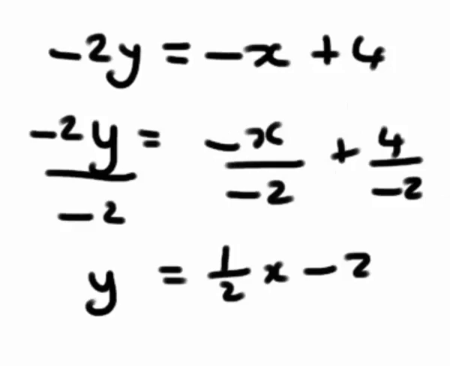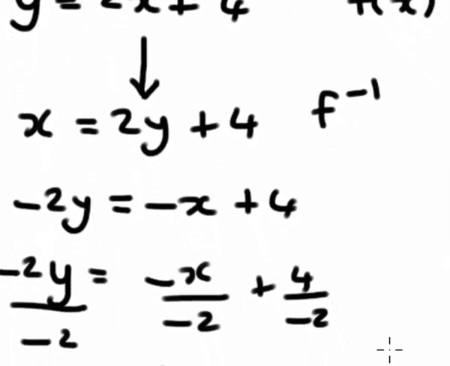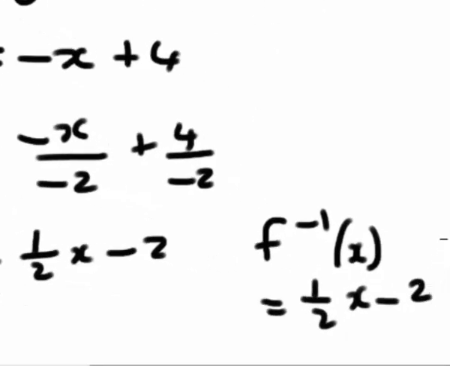This is quite interesting. If this is the graph of f, this is called f negative 1. In other words, f negative 1 of x equals a half x minus 2. A bit of new notation there. And we want to sketch this graph, so let's have a look at this.